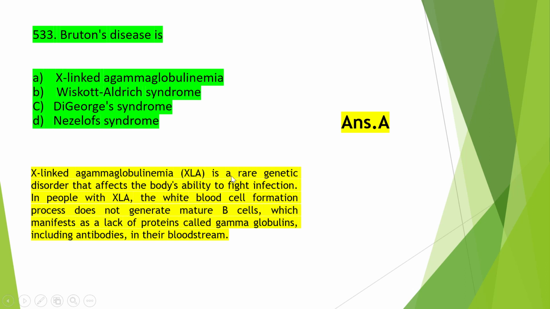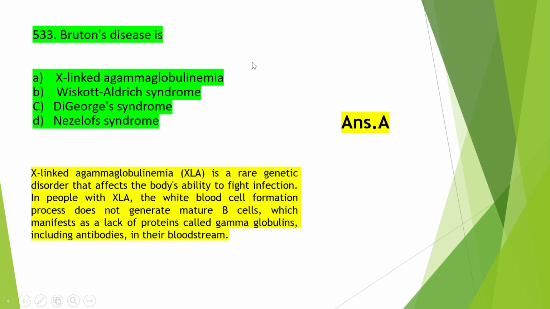So XLA is a rare genetic disorder that affects the body's ability to fight infection. In people with XLA, the white blood cell formation process does not generate mature B cells, which manifests as a lack of protein called gamma globulins, including antibodies, in their bloodstream.